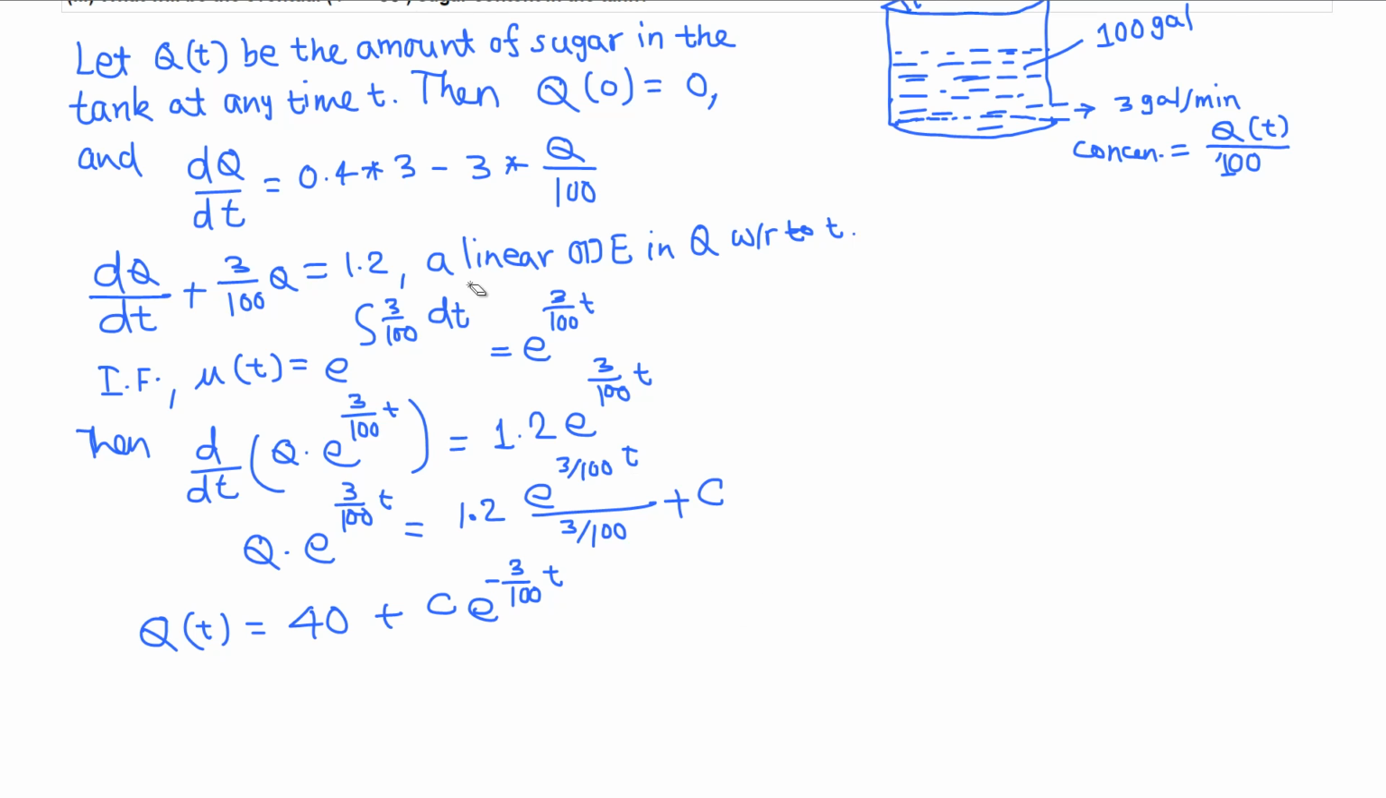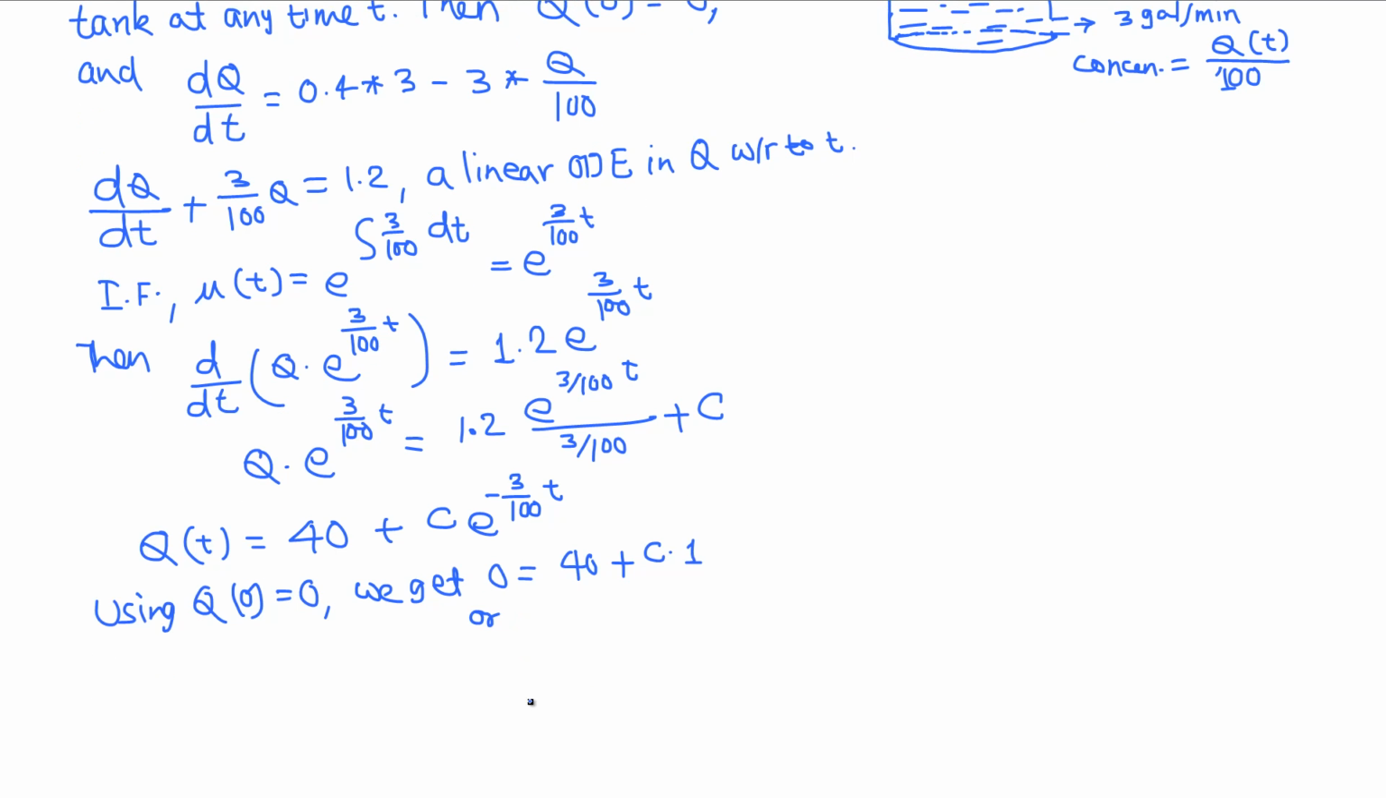Okay, so now using the initial condition, that means the initial amount of sugar, we can determine the value of C. So using Q at 0, when time was 0, the amount of sugar was 0, we get Q(0) = 0 equals 40 plus C times e raised to 0, which is 1. Move C over, that is C equals negative 40.